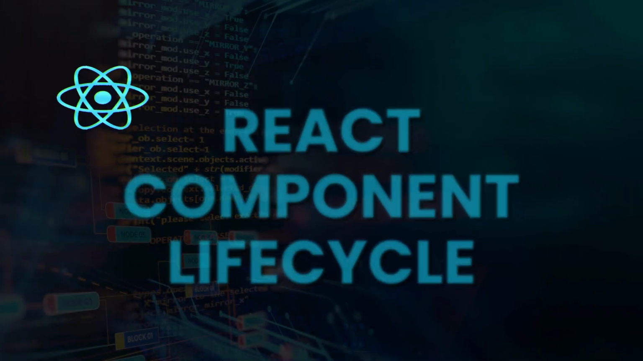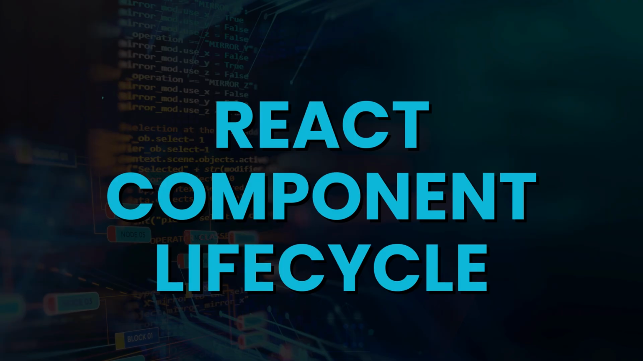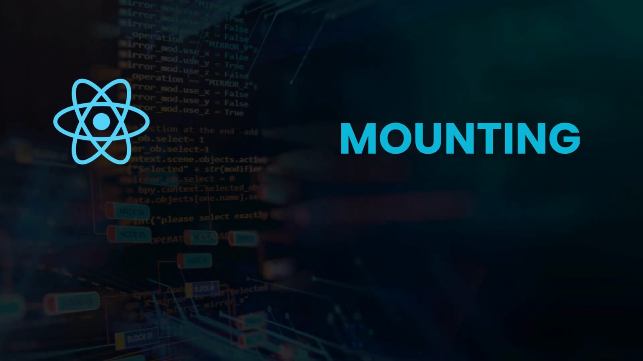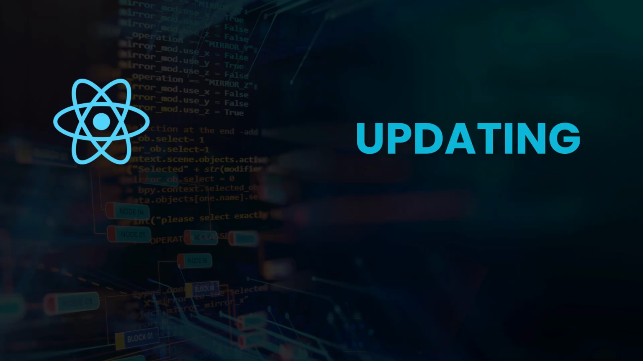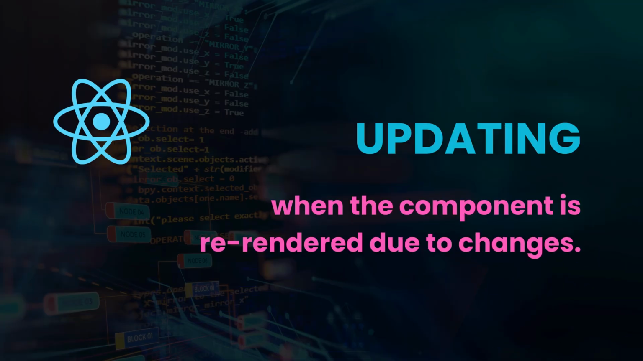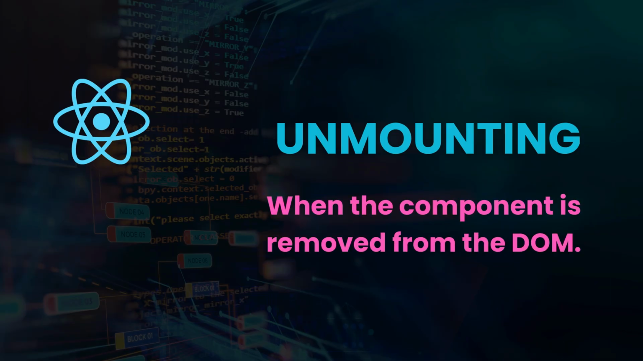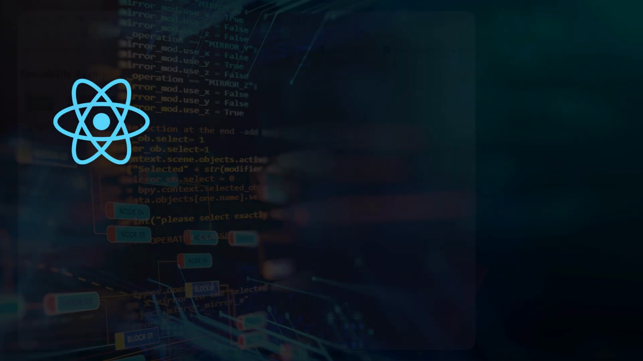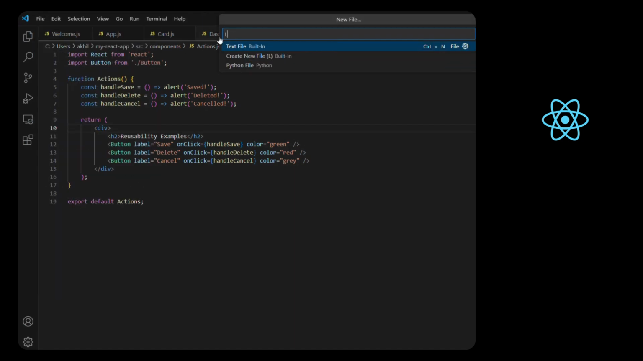The React component lifecycle. Don't worry, I'll break it down so simply that you'll never forget it. React components go through three main stages during their life. Mounting, when the component is created and added to the DOM. Updating, when the component is re-rendered due to changes. Unmounting, when the component is removed from the DOM. Let's see all three stages in action using the most modern and clean approach.